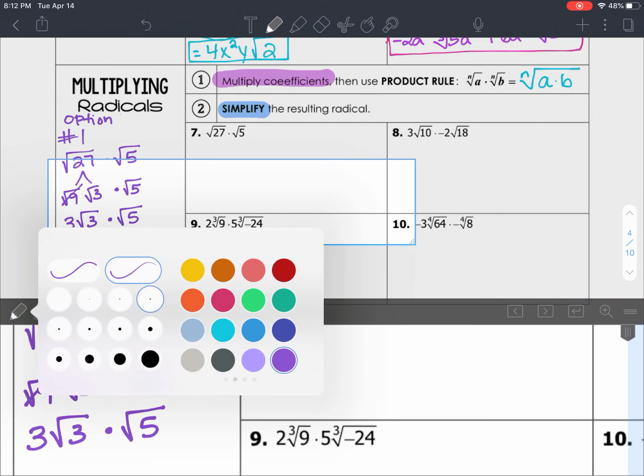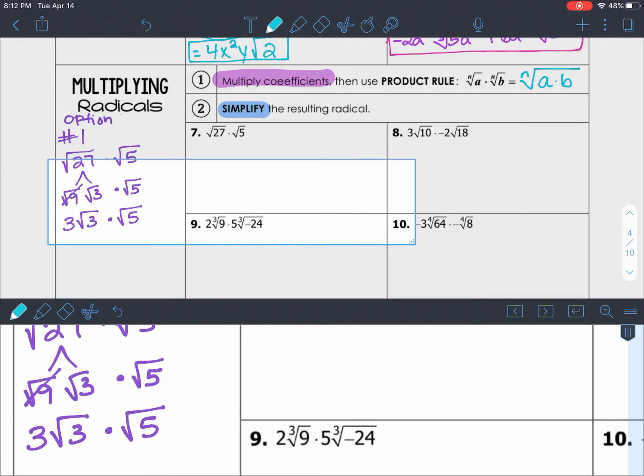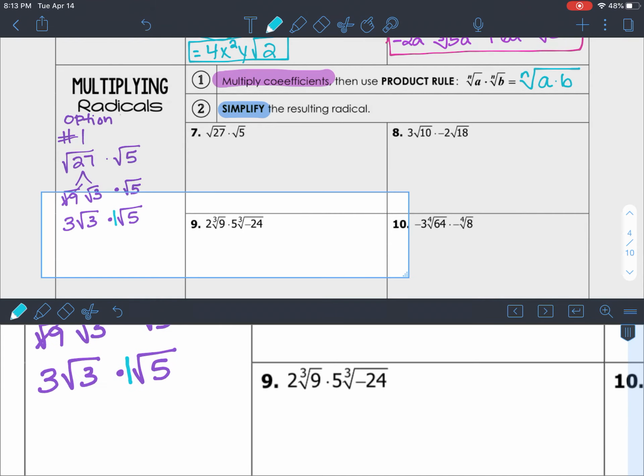What I'm going to do here is add this coefficient of 1 in front, because we can multiply 1 by anything and it's not going to change. I just want you to understand that 1 is kind of that placeholder. If there's nothing in front of the radical, the coefficient is 1. So that first step was to multiply our coefficients together. So we're doing 3 times 1, which doesn't change anything.